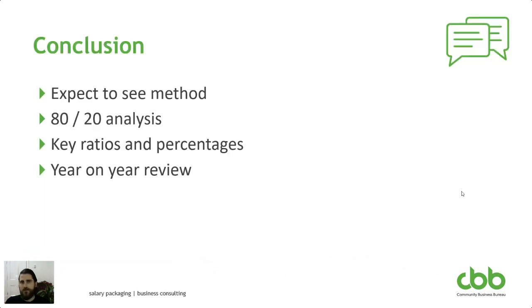So in conclusion, today we've covered the expect to see method, what we expect to see before even looking at any financials. We've revisited the 80-20 analysis and the importance of having a look at particularly revenue, expenses, assets, and liabilities. We've covered a number of key ratios and percentages to hone in on and look at. And we've also covered how to conduct a year-on-year review. So that brings us to the end of part 8 of our 8-part course on finance for non-financial managers.